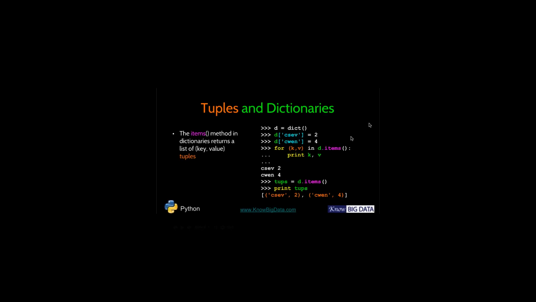Another way of visualizing and imagining a tuple is in a database. A database contains rows, and each row is a tuple. Each row is a tuple, and the table is a list of tuples. That is how you generally visualize a tuple.